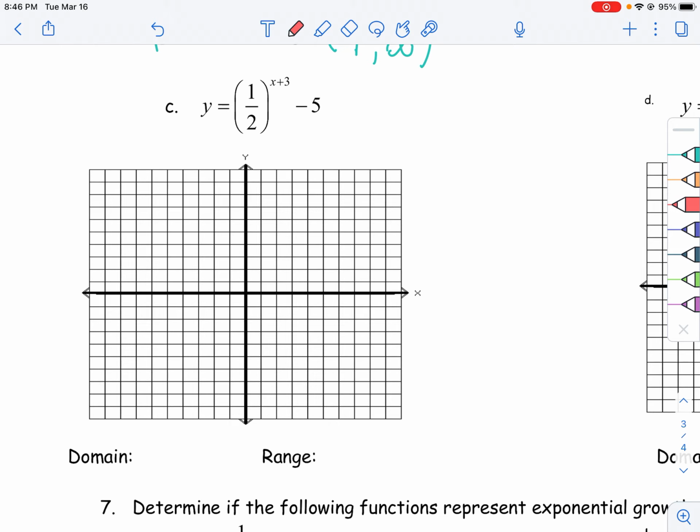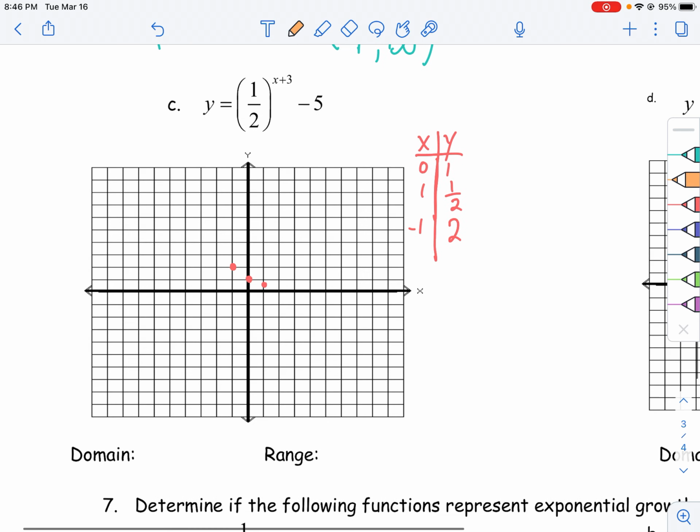We have 1 half as the b value. So again, we can make an xy table. If you plug in 0, you get 1. Plug in 1, you get 1 half. Negative 1, you get positive 2. So if that's enough points for you to see the graph, that's totally fine. Right, now we just need to make sure we shift it correctly.